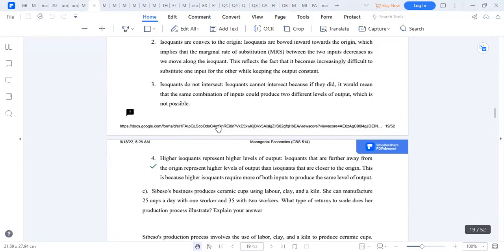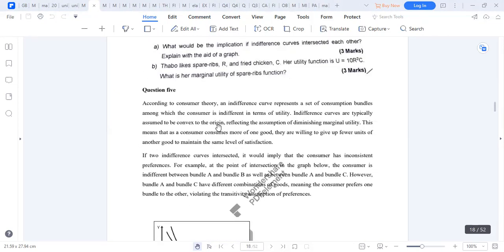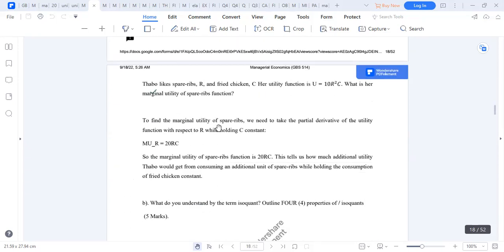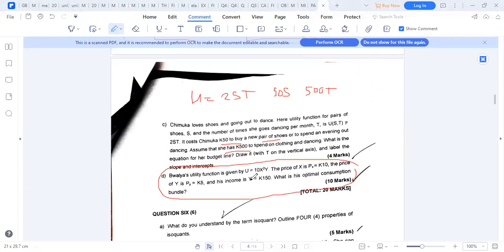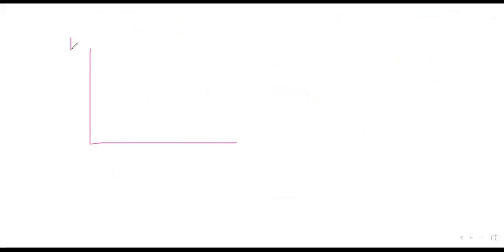Anyone else? Yeah, very right. So we just need to understand the concept here. Chimuka has two options: shoes and what? And time to go out and dance. So we use T as time on the vertical axis. So time to dance, T. So meaning shoes, S. At least that we can establish.